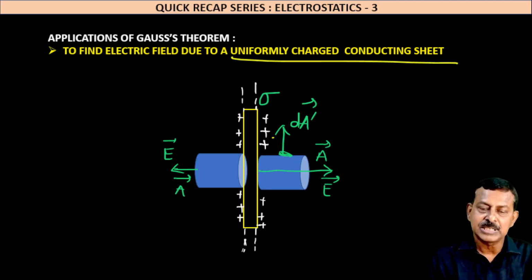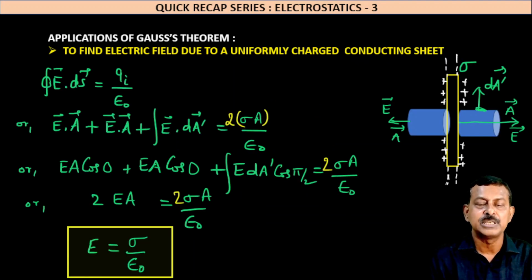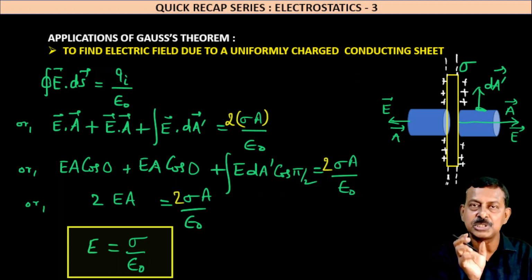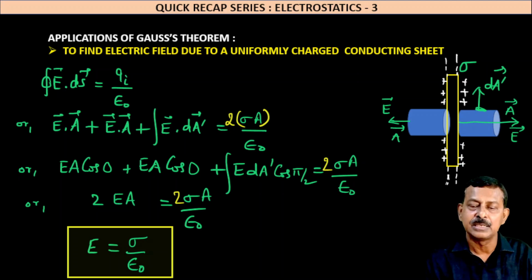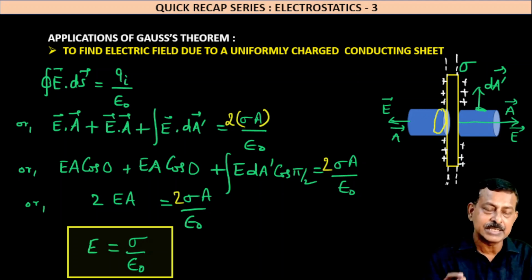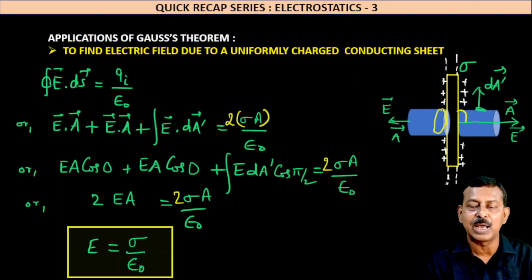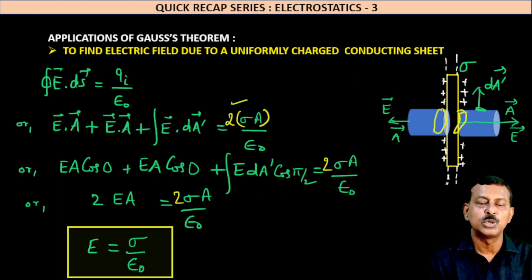This time again, you will have E dot ds vector integral over the closed surface equal to qi by epsilon naught. So it is E dot A, E dot A as the second term, and E dot dA dash. Now the change this time is in the amount of charge enclosed by the closed surface. Since the charges appear on both surfaces, sigma into A is the charge enclosed by this cylindrical Gaussian surface on one side. Similarly, on the other side, you will have the same amount of charge. So it will be 2 times sigma into A.